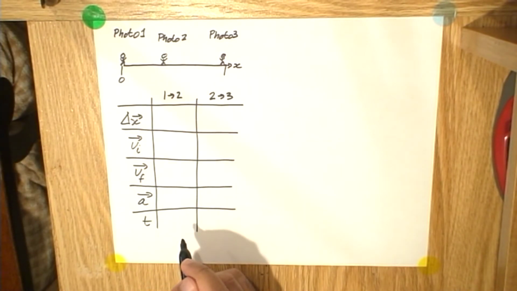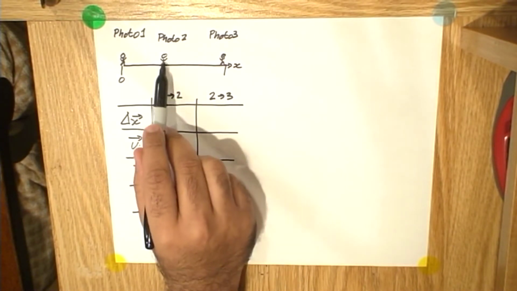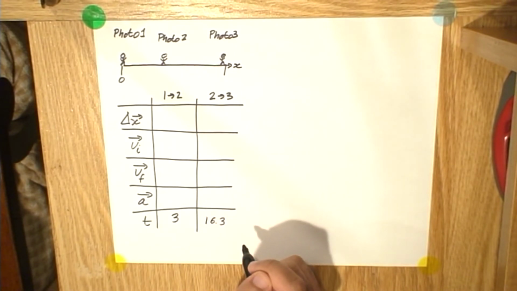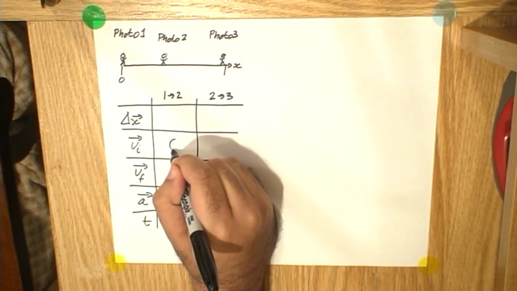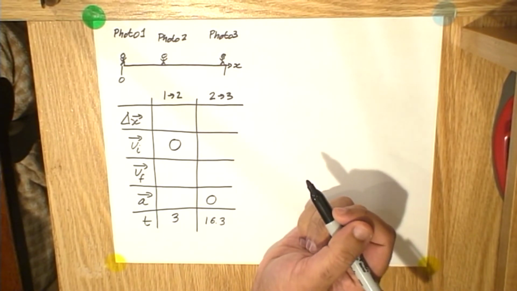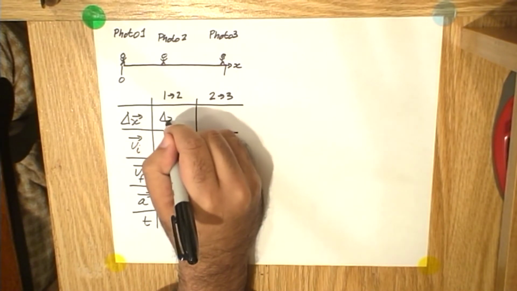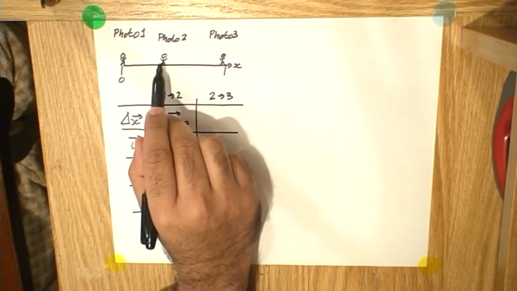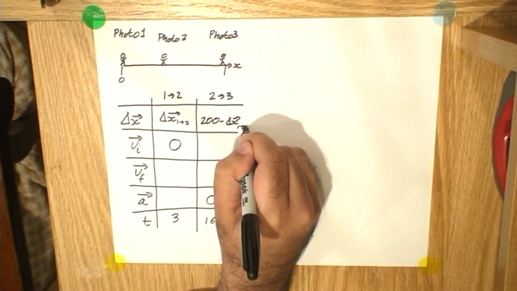Now, we were told that it takes him 3 seconds to reach his top speed, and it also takes him 19.3 seconds to run the whole race, which means that from 2 to 3, 16.3 seconds have elapsed. His acceleration from 2 to 3 is 0, and his initial velocity from 1 to 2 is also 0. His displacement from 1 to 2 I'm going to call delta x 1 to 2. And since this is a 200-meter race, I'm going to call his displacement from 2 to 3 200 minus delta x 1 to 2.